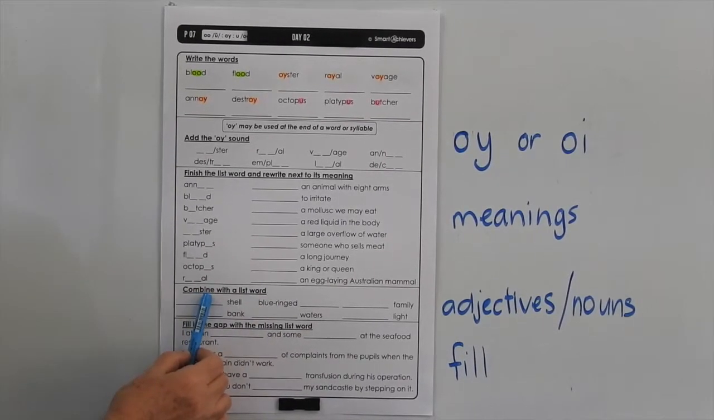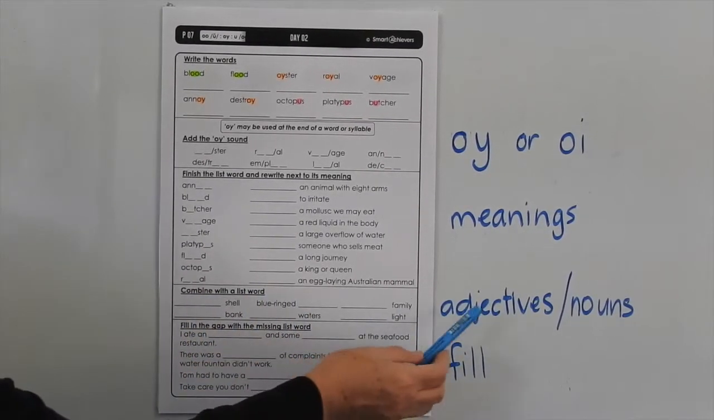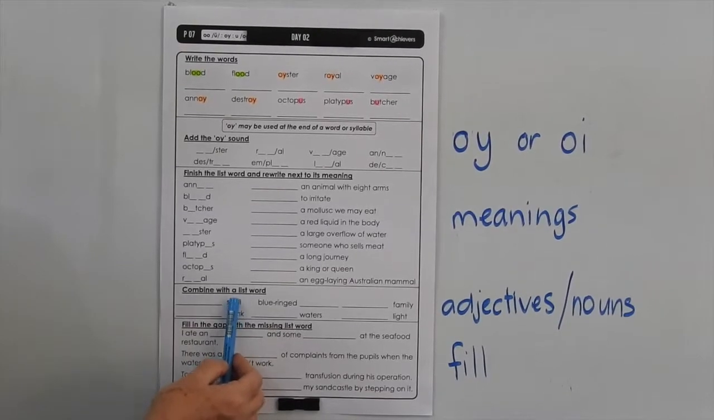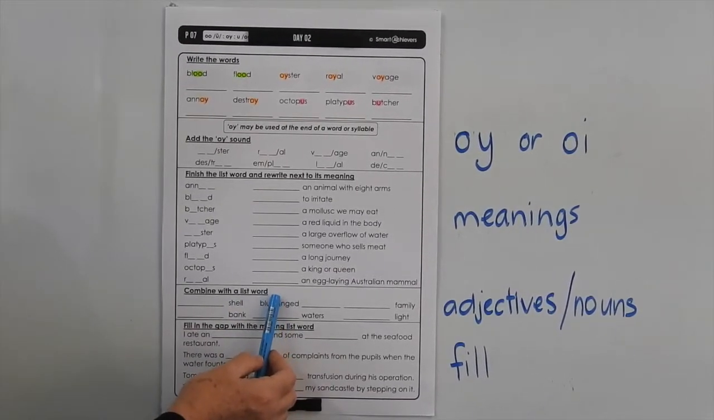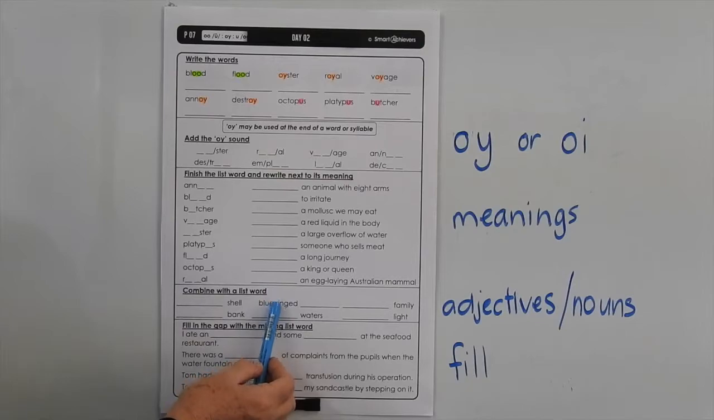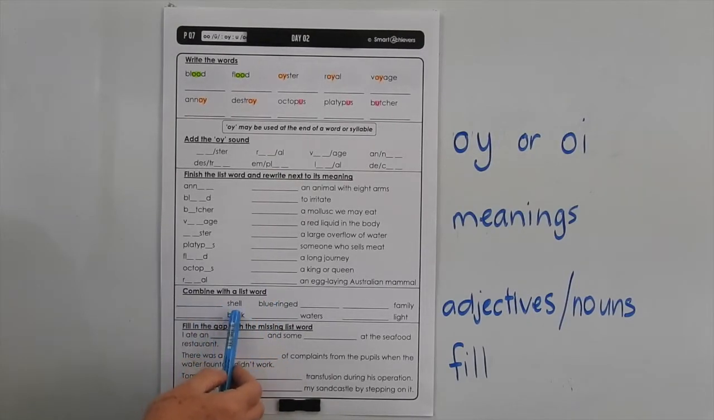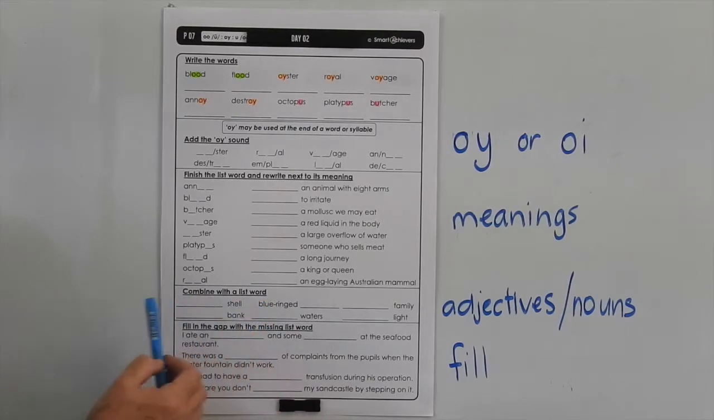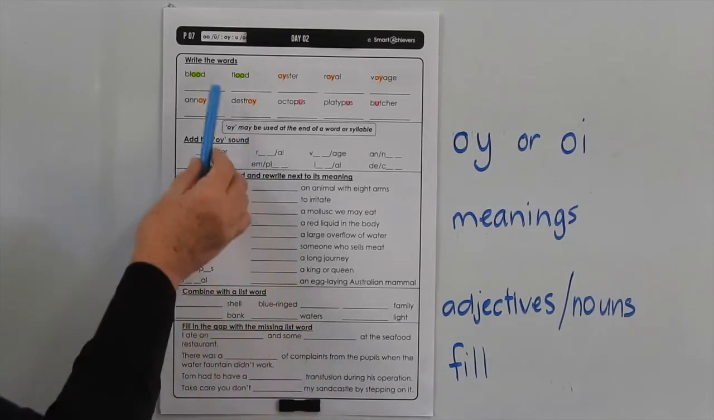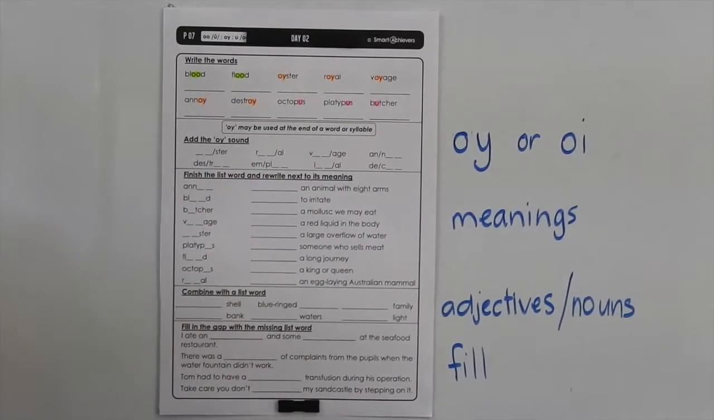Now down here you're looking for an adjective or a noun that goes with the given word. Now we're looking at common word pairs here. So there may be a couple of answers that you could write, but we're looking for the most common. Down the bottom, fill in the gap with the missing list word. That's an easy one for you to do. You're using these words at the top, of course.